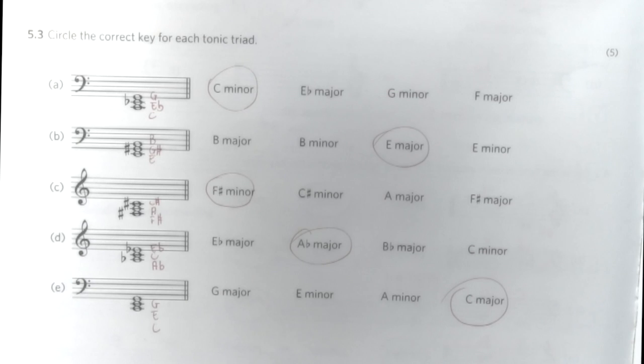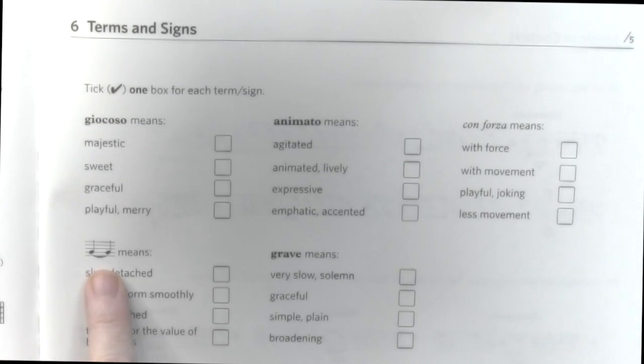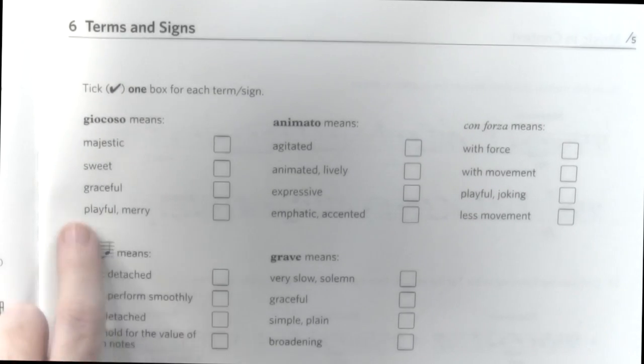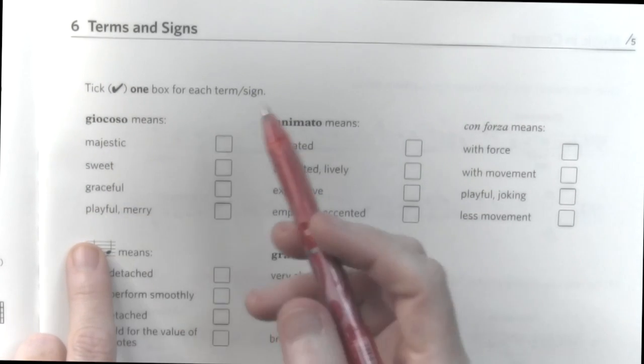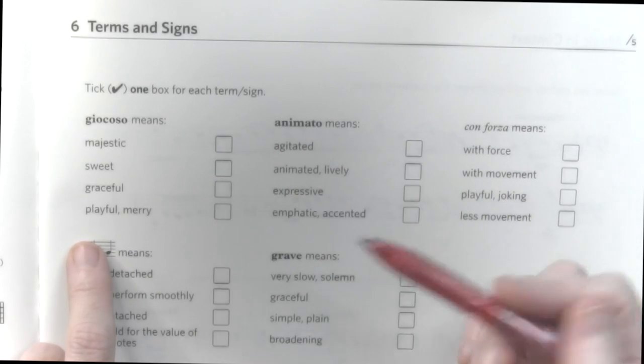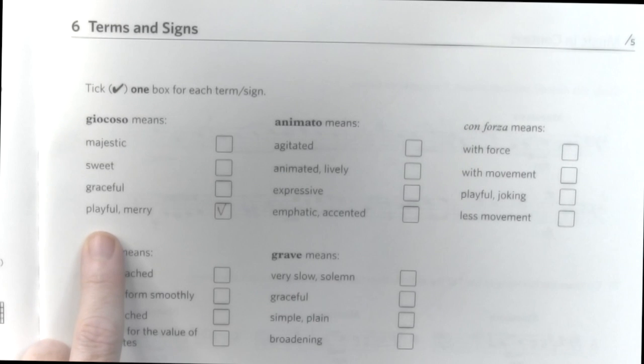Let's move on to the other section relating to terms and signs. We need to tick the box that shows the correct translation for each term. All of them are Italian apart from this that has no language. It's the music language, and that's it. Giocoso means playful. Giocare means to play, have fun, play with friends, not play music. So it's playful. There you go.